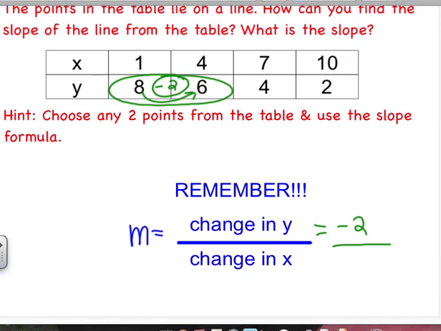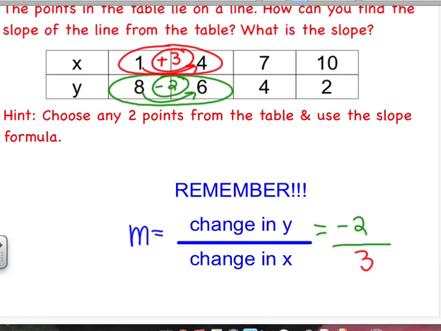Now, for the x's, you have to compare the same 2 x's that you used for the y. So in other words, I have to use the 1 and the 4 now. Because I used the 8 and the 6 for the y's, I have to use the 1 and the 4 for the x. So, starting with the 1, going to a 4. How do you get from a 1 to a 4 mathematically? Or if you were counting these spaces on a graph, that'd be a positive 3, up 3. So your denominator now is a 3.